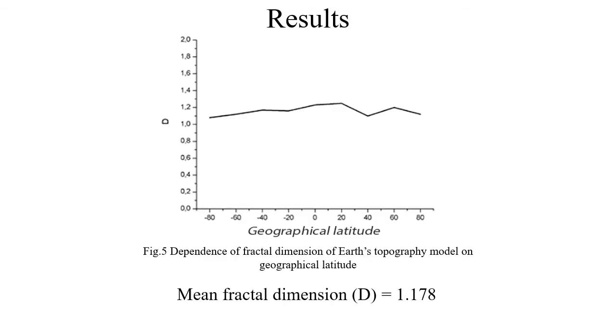So, on this slide, we present the dependence of fractal dimension of the hypsometric model of the Earth on geographical latitude. And for the Earth, the average fractal dimension is found to be 1.178.